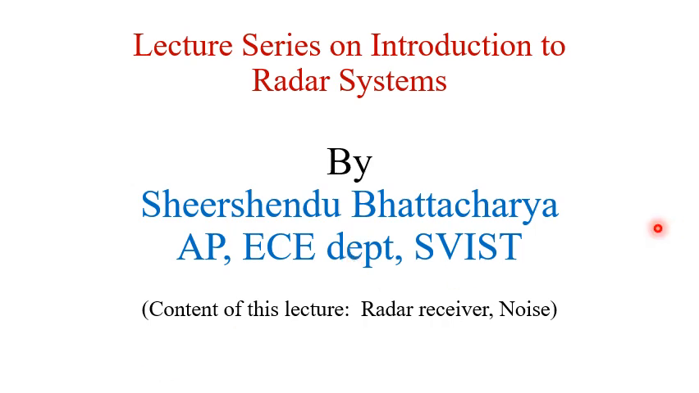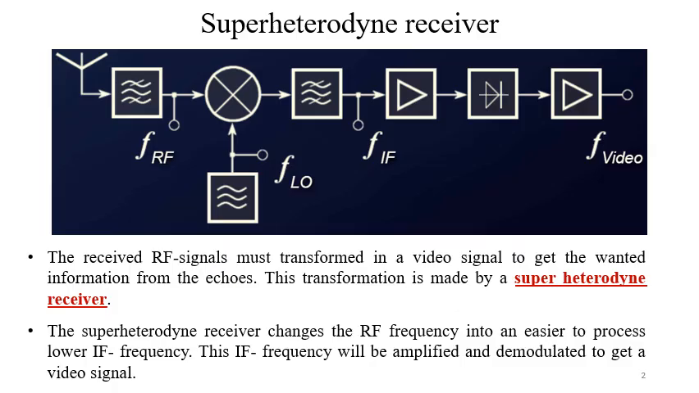In this lecture series on Introduction to Radar Systems, we are going to discuss the radar receiver along with noise. Most of the time, radar receivers are superheterodyne type receivers. So this is the basic block diagram of a superheterodyne receiver.